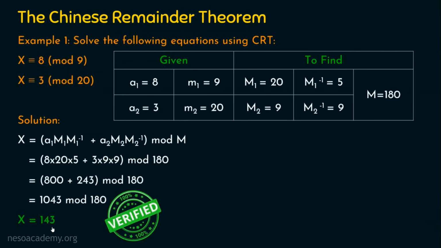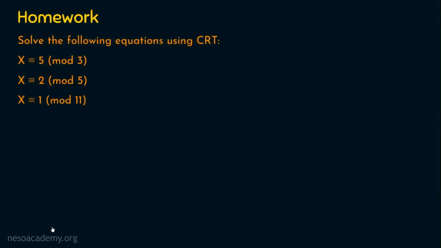Before we sign out, let's see the homework question. The question is, solve the following equations using CRT. The equations are x is congruent to 5 mod 3, x is congruent to 2 mod 5, and x is congruent to 1 mod 11. Please note here 3, 5, 11 are relatively prime to each other. Hence, there exists a unique solution for this question. I request you to solve this question and post your answers in the comment section.